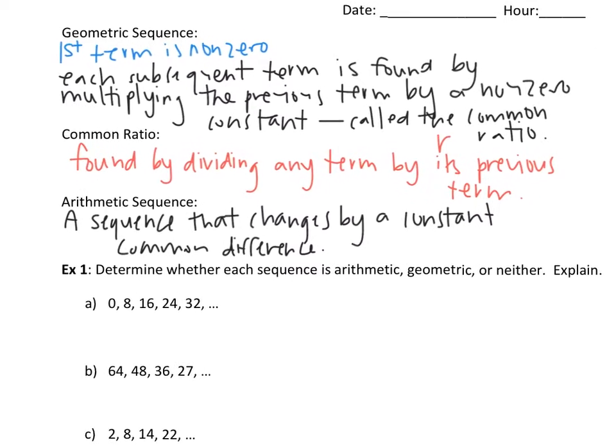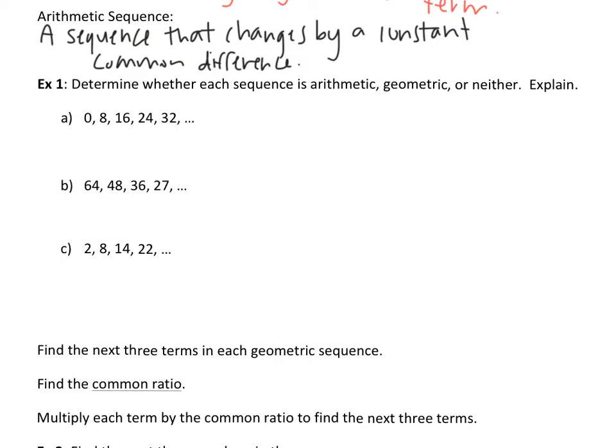Okay, now let's determine whether each sequence is arithmetic, geometric, or neither, and we'll explain. As we look at this first example, 0, 8, 16, 24, 32, what is happening to those terms is that it is going up by 8, right? Each time it's adding 8: 0 to 8, 8 to 16, 16 to 24, 24 to 32.